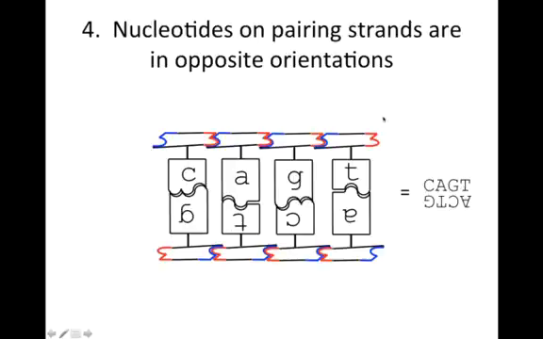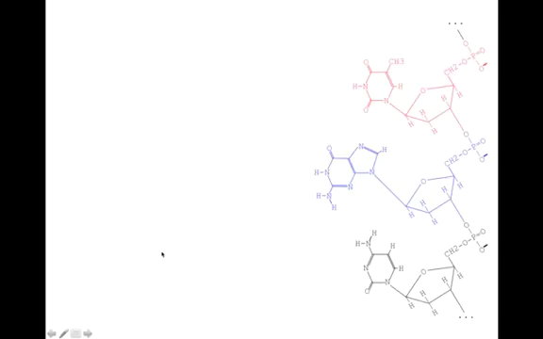And so we have our final point here, which did not apply in the happy birthday case, which is that nucleotides on pairing strands are in opposite orientations, right? So now we have a double-stranded, this is our first model of a double-stranded piece of DNA, and we can see on the top, all the nucleotides are 5' to 3', and on the bottom, they're all going in the opposite direction with the 5' at the right and the 3' at the left.